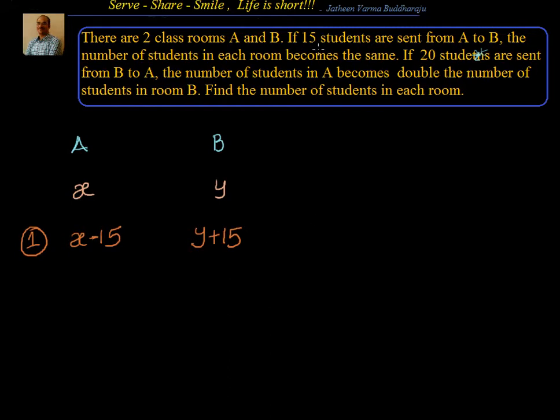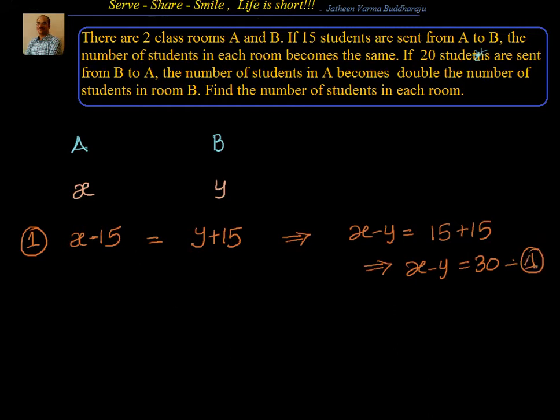But given that if 15 students are sent from A to B, the number of students in each room becomes the same, can I simplify that? Can I say X minus 15 equals Y plus 15, so X minus Y is equal to 15 plus 15, or X minus Y equal to 30. That is equation number 1.